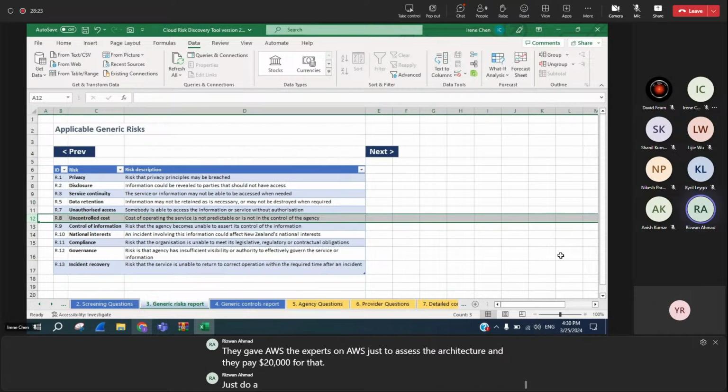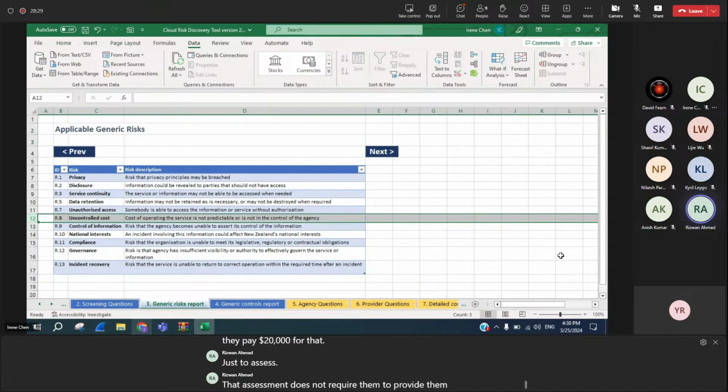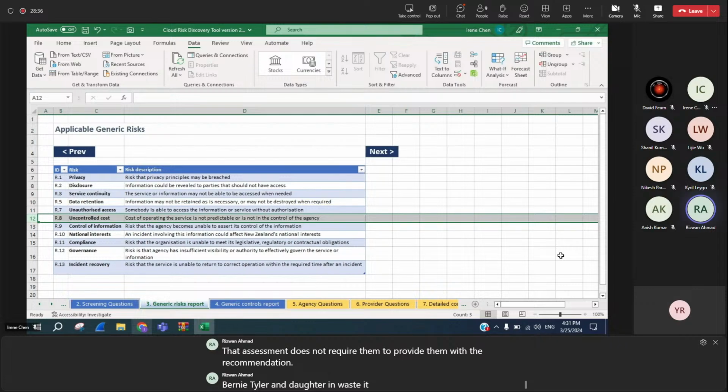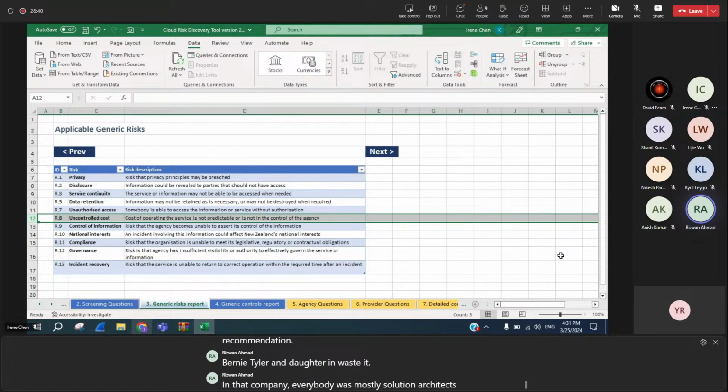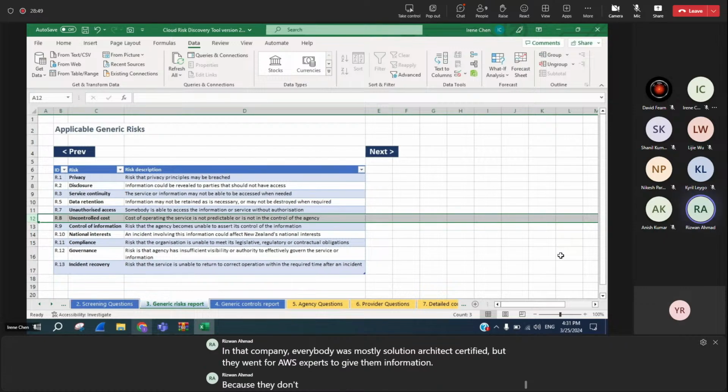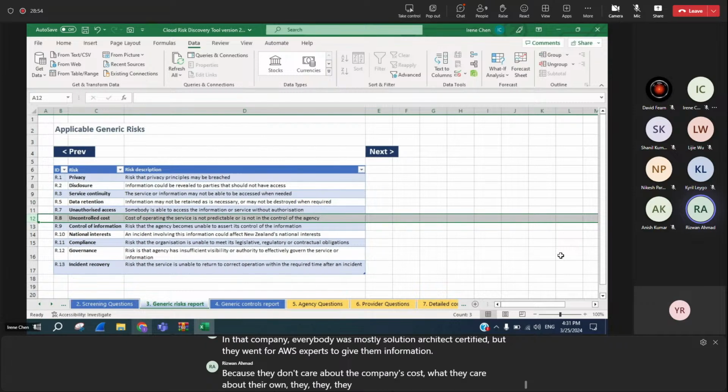Just to assess. That assessment does not require them to provide the recommendation. $20,000 invested. In that company, everybody was mostly solution architect certified, but they went for AWS experts to give them information, because they don't care about the company's cost. What they care about is their own architecture working fine.